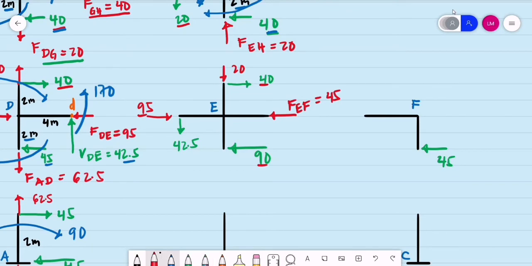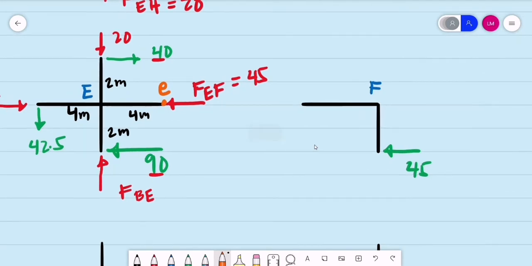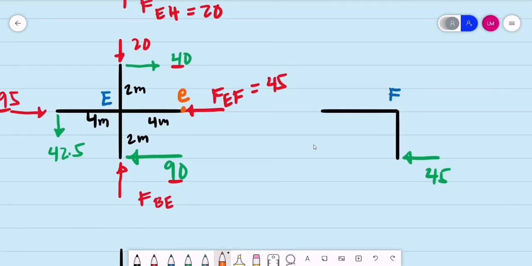Then we are now to compute for the axial force for column BE. I'll be assuming it is upward. The axial force for column BE. When it comes to the distances, this is 2 meters, 4 meters. This is the same as 2 meters, this is 4 meters. So this is the point of inflection, point E. I'll be doing summation of moment about this point of inflection, the point E.